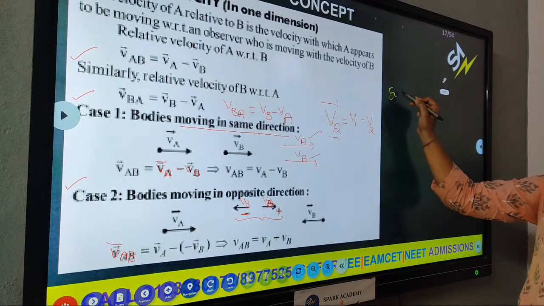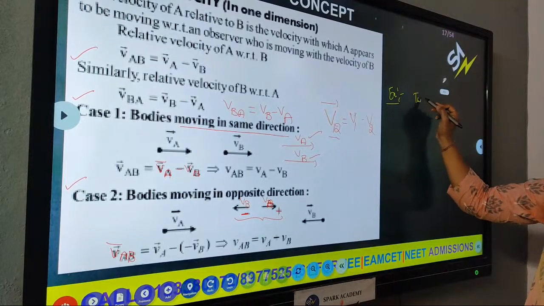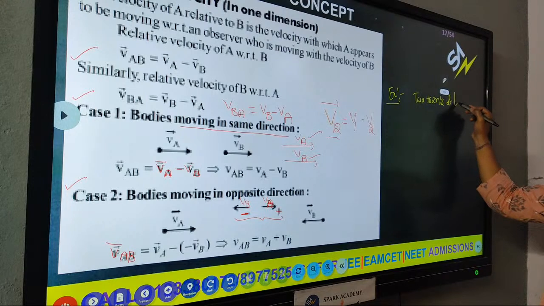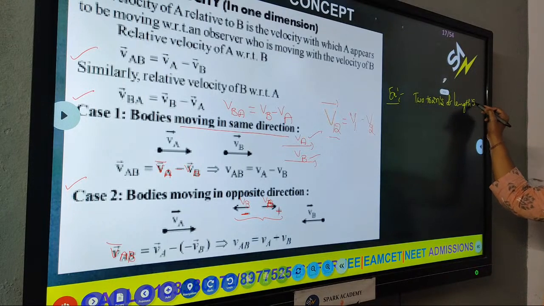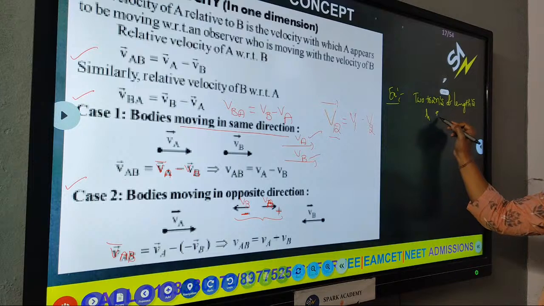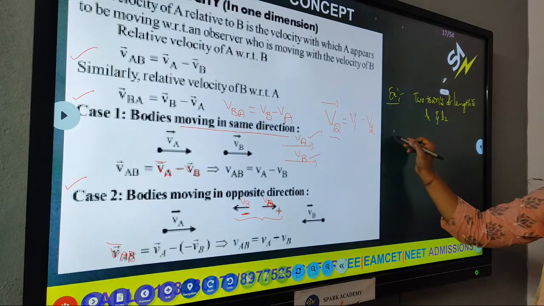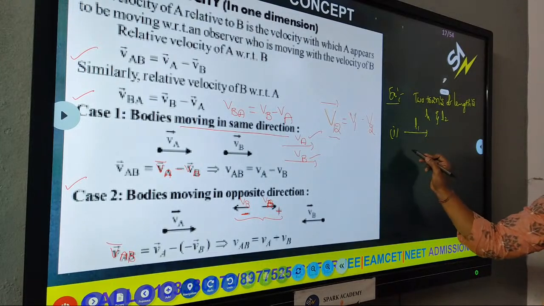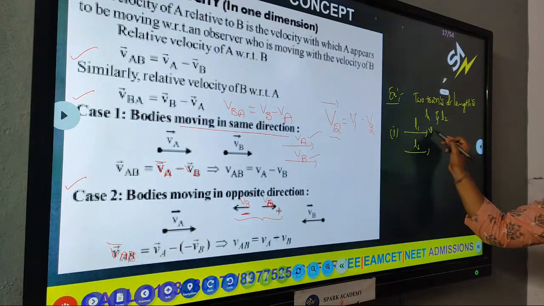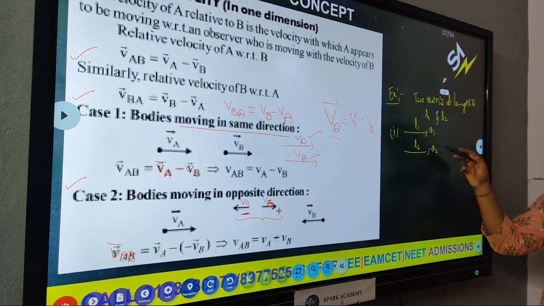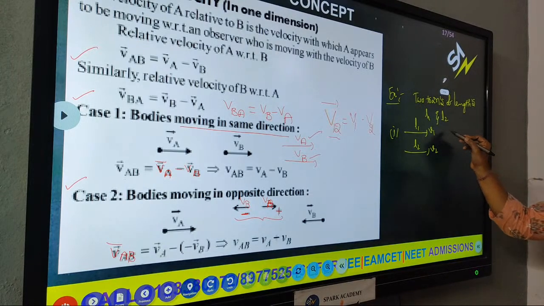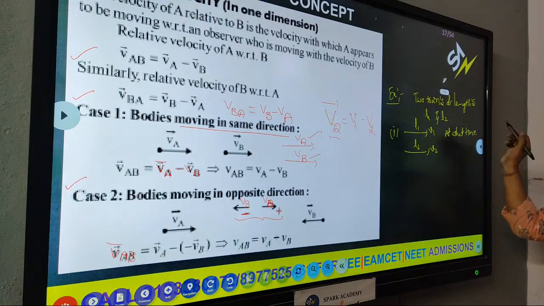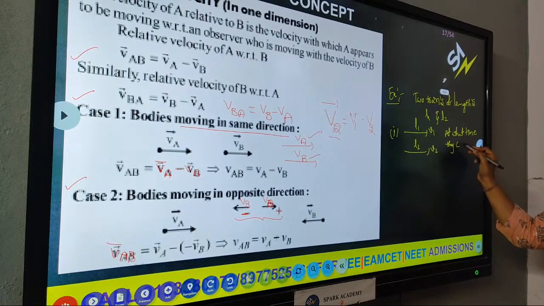Let us discuss with one example. There are two trains of lengths L1 and L2. So let us take initially the two trains of lengths L1 and L2 moving with their speeds in the same direction, and they can ask the question at what time they can cross each other.